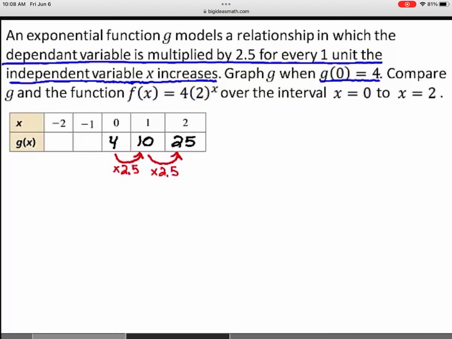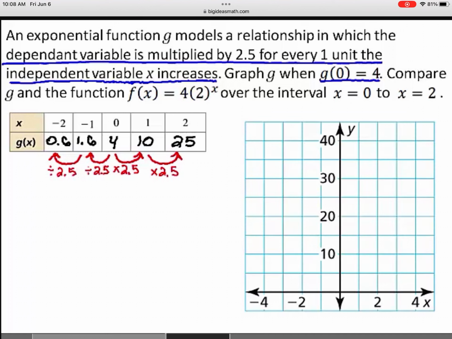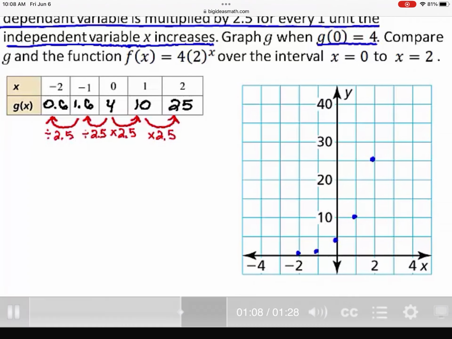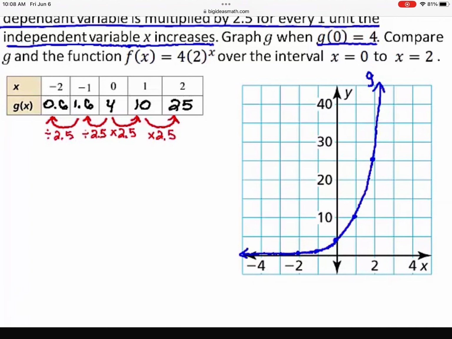To find points to the left of (0, 4), divide g of x by 2.5 for every 1 unit decrease in x. 4 divided by 2.5 is approximately 1.6, and 1.6 divided by 2.5 is approximately 0.6. So to graph g, you want to plot the ordered pairs (-2, 0.6), (-1, 1.6), (0, 4), (1, 10), and (2, 25). Then draw a smooth curve through the points.